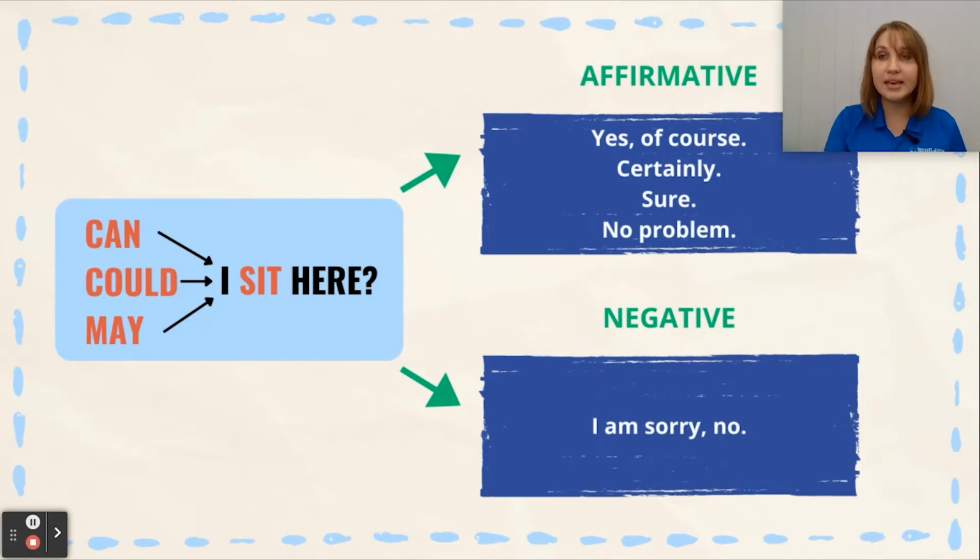So how do we answer that polite request, or how do we answer if somebody is asking for permission? "Can I sit here? Could I sit here? Or may I sit here?" If the answer is yes, how do I answer? You can say yes, of course, certainly, sure, no problem. And if the answer is negative, you will say I'm sorry, no. Still, even though it's a negative reply, it has this polite form because you're saying sorry.